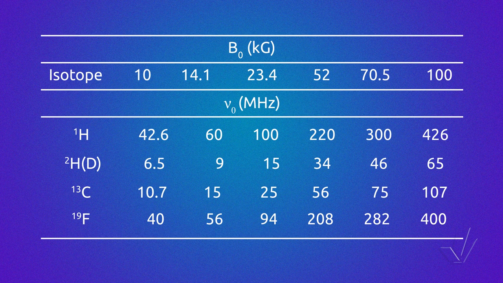In this table, it can be seen that if the external field B0 is, for example, 70.5 kilogauss, the frequency needed for this energy absorption is 300 megahertz for the proton and 75 megahertz for the carbon-13. That is a consequence of the differences in gyromagnetic constant and consequently different magnetic moment between these two atoms.